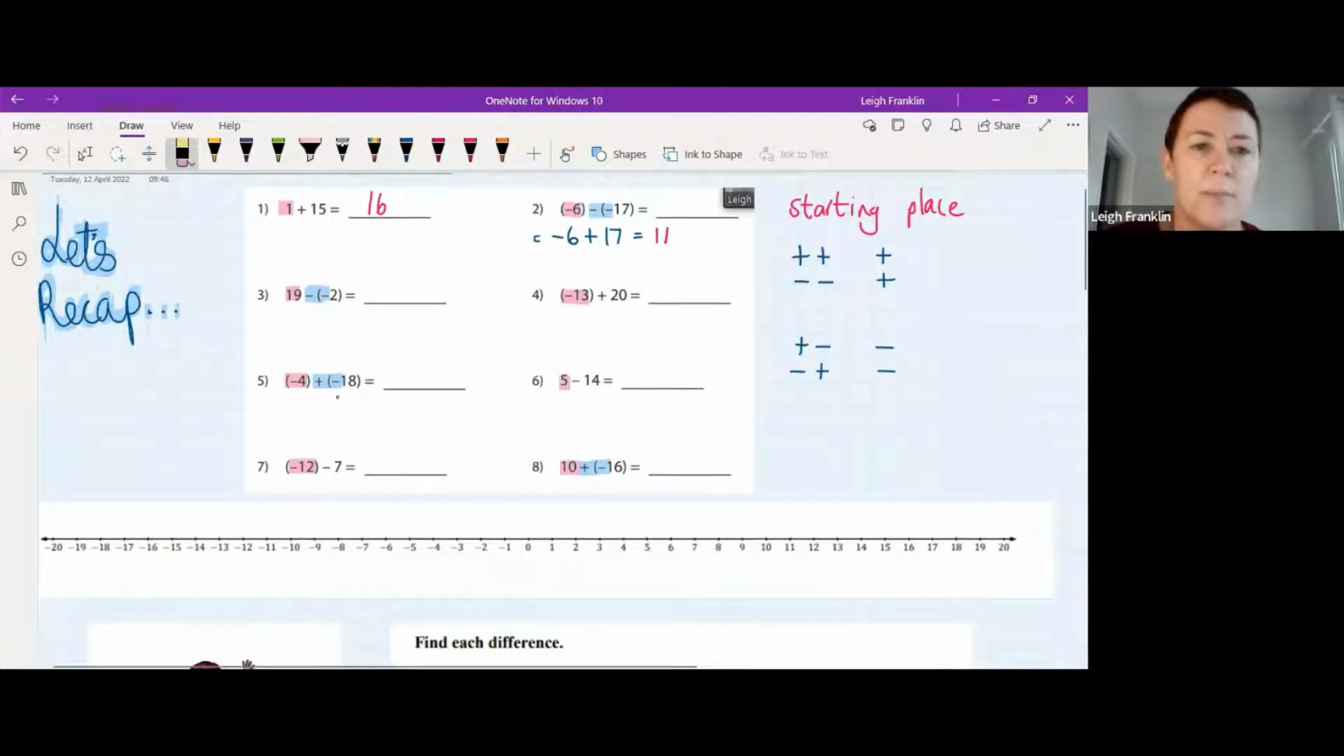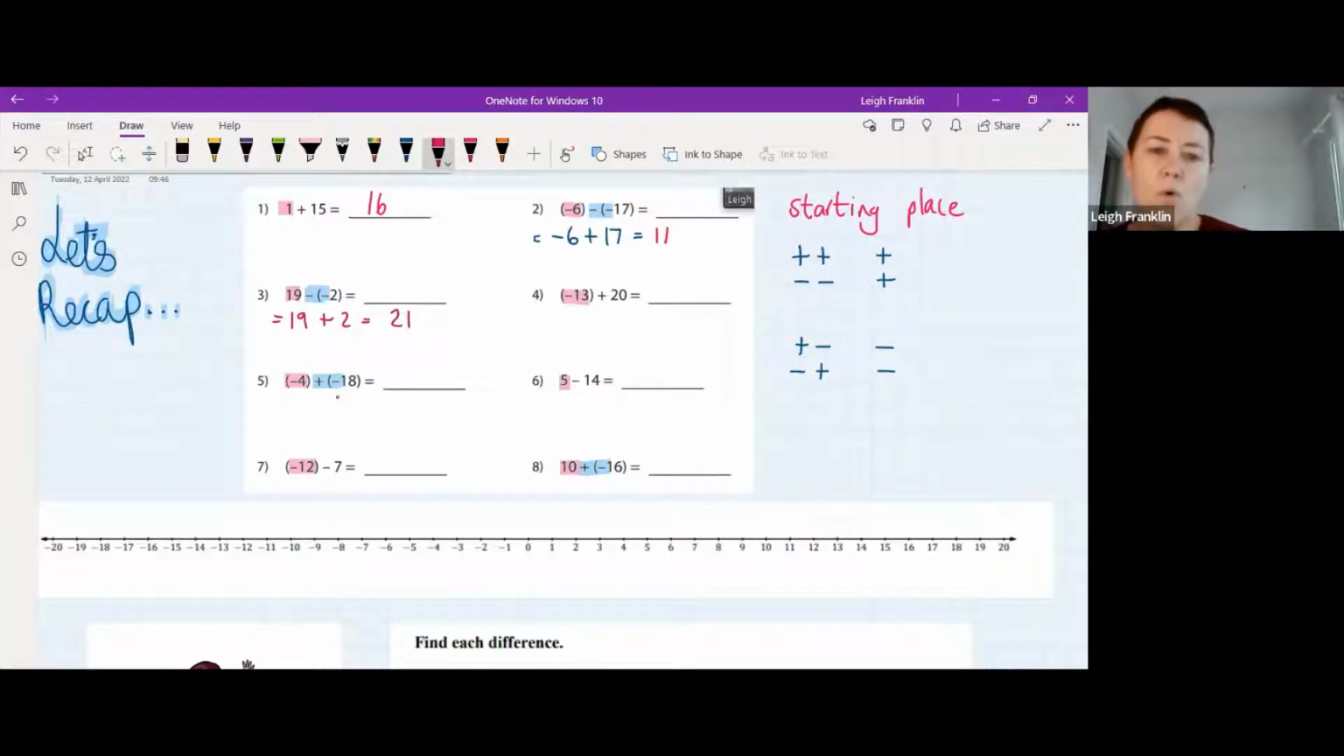And it's the same with the next question as well. 19 is our starting place. When we subtract a negative number, we are in fact adding. So this means 19 plus 2. Start at 19, move 2 places to the right. We're going to end at 21.